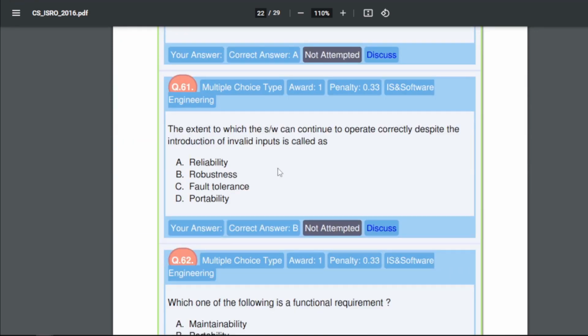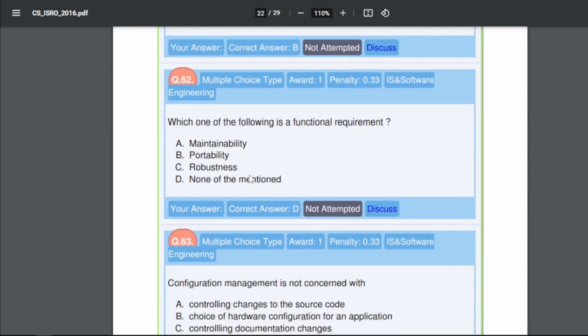Now question number 61: the extent to which the software continues to operate correctly despite the introduction of invalid input is called what? For this our answer is robustness. Basically, the extent to which the software can continue to operate correctly despite the introduction of invalid input is called robustness.